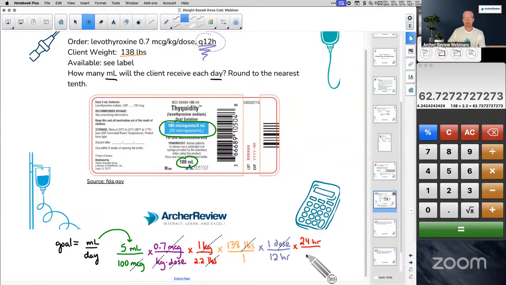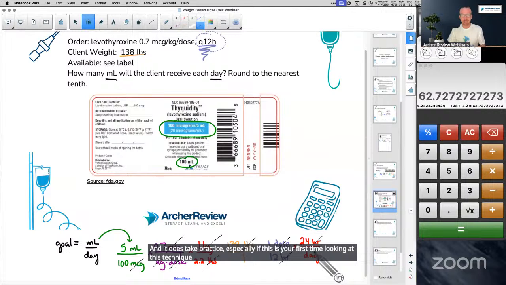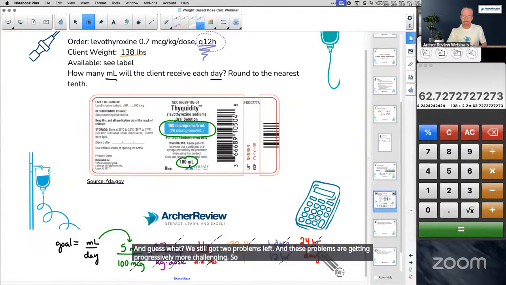24 hours are in a day. Hey, we're getting rid of words. We're using conversions. Hours cancel. And I bet some of y'all were like, man, I never would have thought of that. And it does take practice, especially if this is your first time looking at this technique. And look at how crazy this is. And hey, guess what? We still got two problems left. And these problems are getting progressively more challenging. So they do get a little bit more challenging than this.